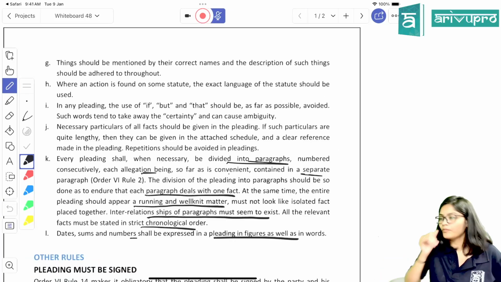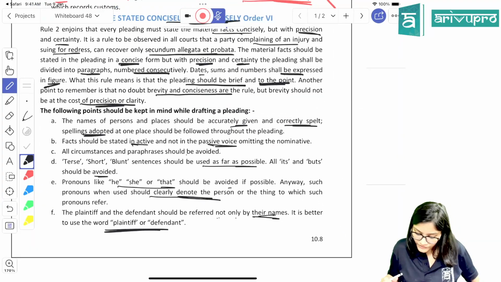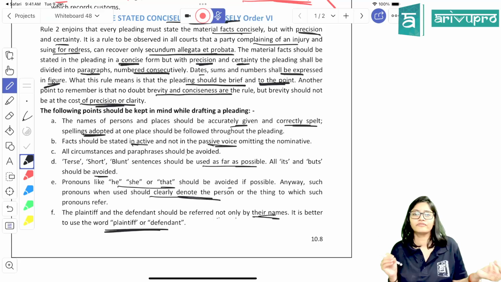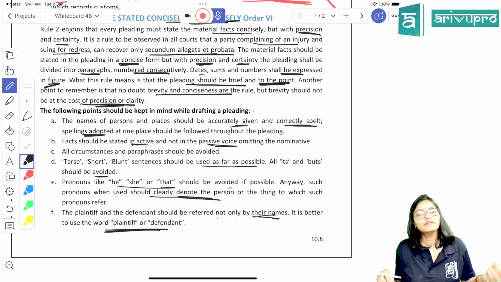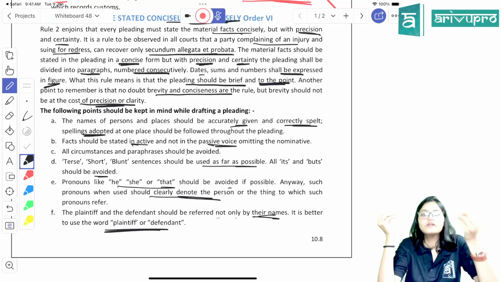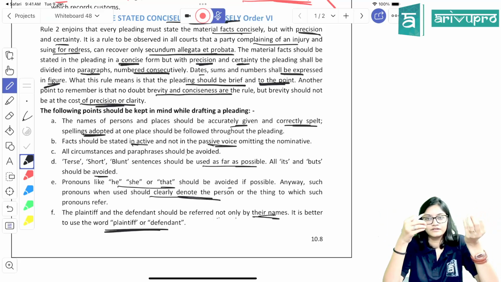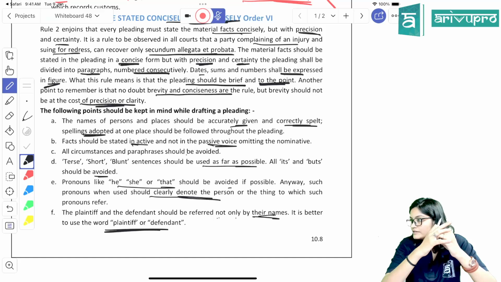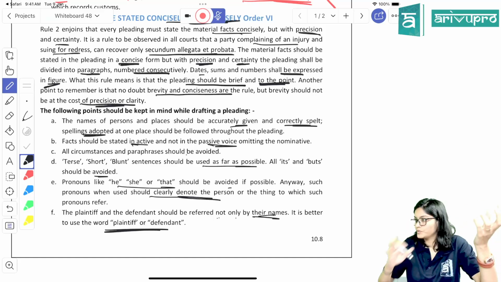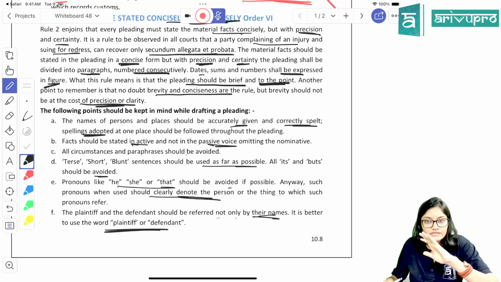And for that, some points they have given on how you will do the pleading. Simple. How will we do the pleading? Mention all the certain facts. Don't use if, but, he, she, such words. Write the plaintiff, defendant. Use such words. Or if it is criminal law, complainant or accused. Spelling should be proper. Whatever spellings you are using, continue with that only. Use active voice as compared to passive voice.